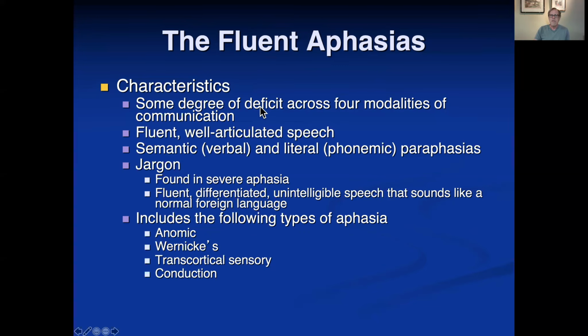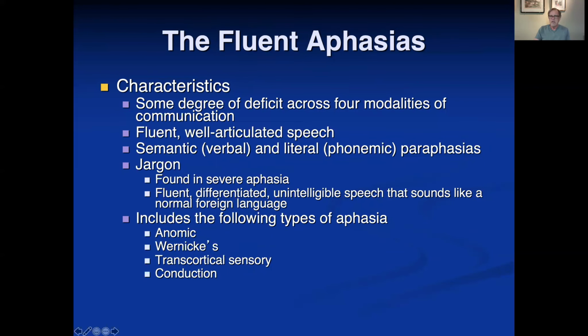All of them have some degree of deficits across all four modalities of communication. You won't find anyone who has 100% perfect auditory comprehension, for example, or perfect reading comprehension. It could be pretty close, but not what it was before their illness.